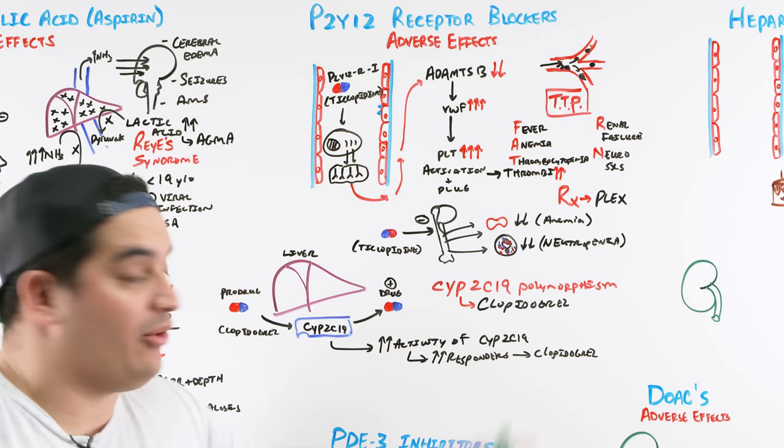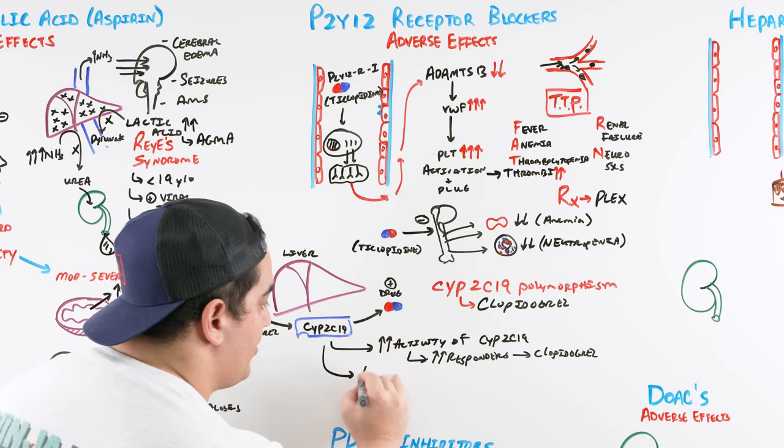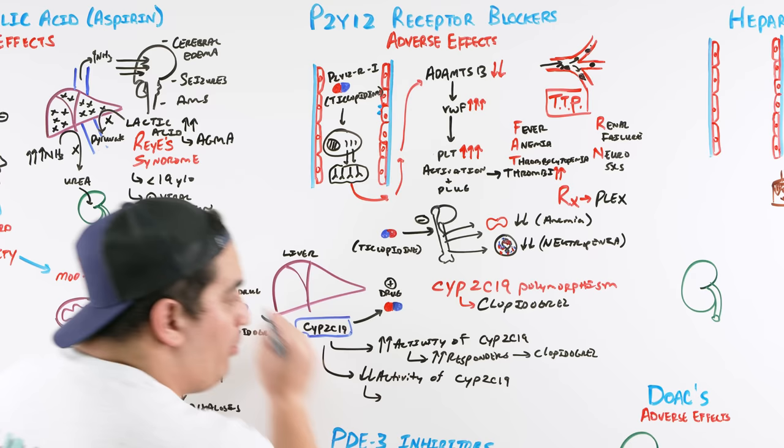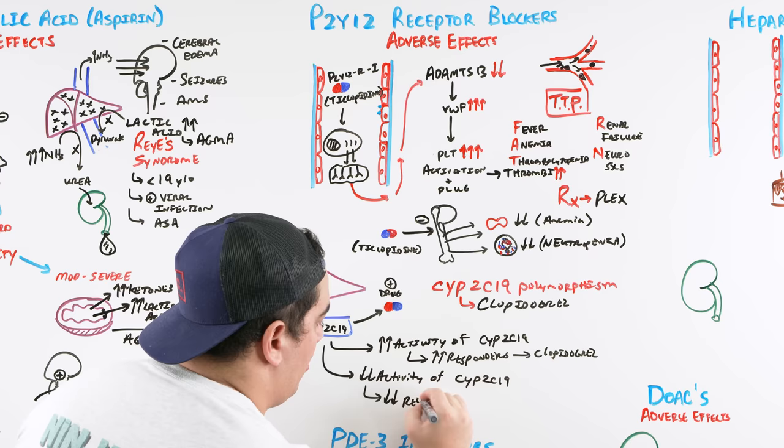The other way is another polymorphism. There could be increased activity, but there also could be decreased activity, and this is all based upon genetic factors of the CYP2C19. That means this enzyme won't perform very well. It won't convert the prodrug into the active drug, and they'll be poor responders to clopidogrel.